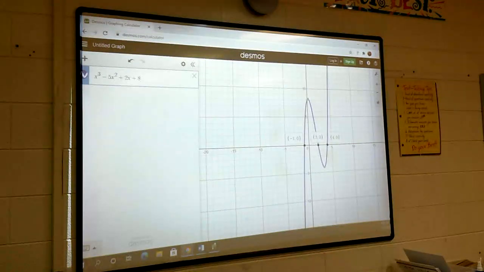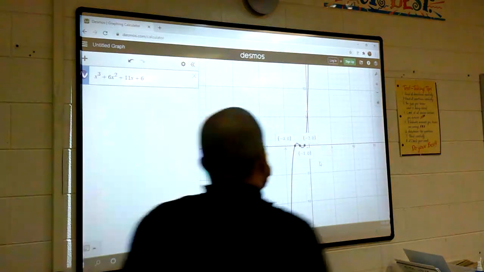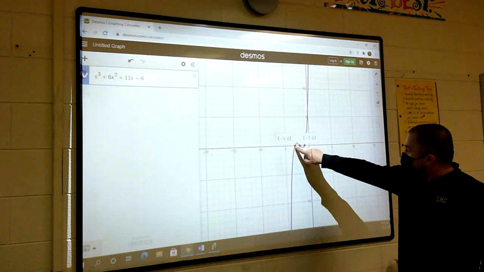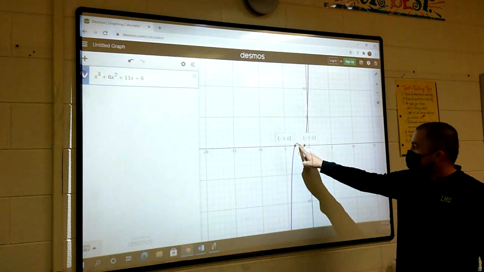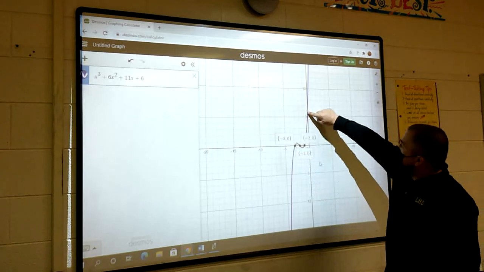So then in the very last one on here, it's x to the third plus 6x squared plus 11x plus 6. Okay, that one crosses at -3, -2, and -1. So it's kind of hard to see, but again on Desmos it's easy when you can click on it to see that this is where it crosses. It crosses at -3, goes up a little bit, back down, crosses at -2, down a little bit, back up, crosses at -1, and then off it goes, right?